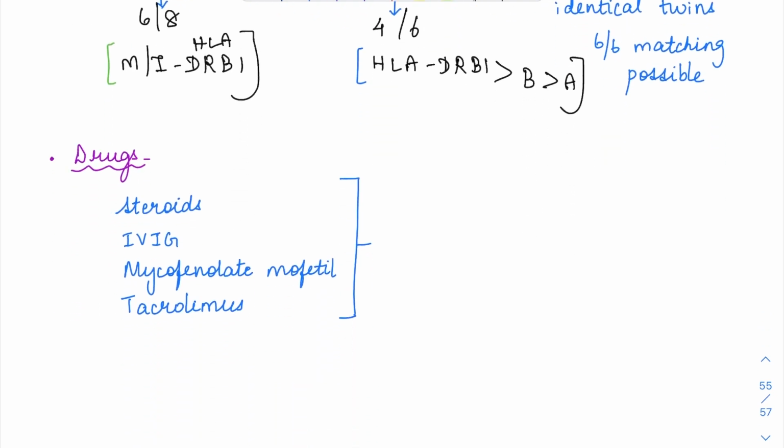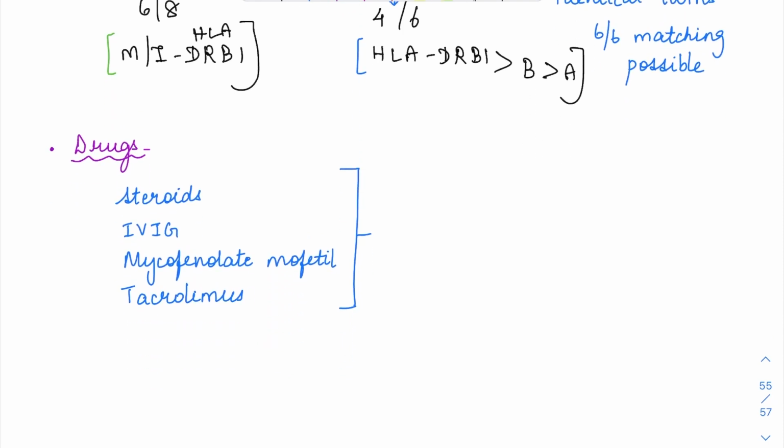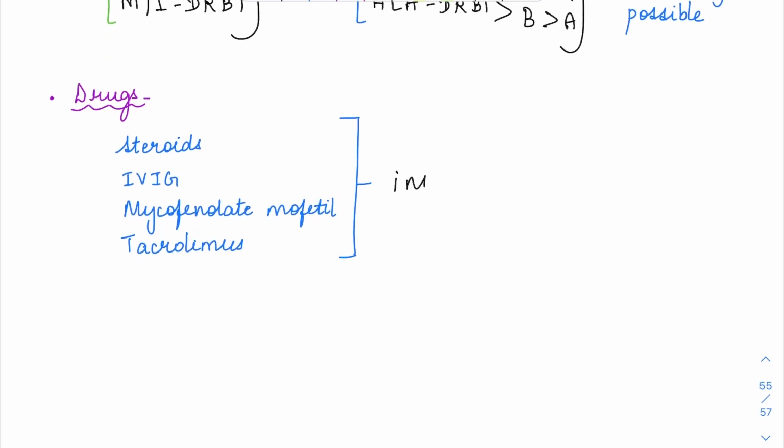Other than this HLA matching, you will also have to immunosuppress the individual who is receiving the graft. Immunosuppression can be done with the help of drugs like steroids, IV immunoglobulins, and immunosuppressive drugs like mycophenolate mofetil, tacrolimus. All of this will lead to the immunosuppression of the individual, after which you can proceed with the graft. So now we are done with the first type of graft reaction, which is transplant rejection.